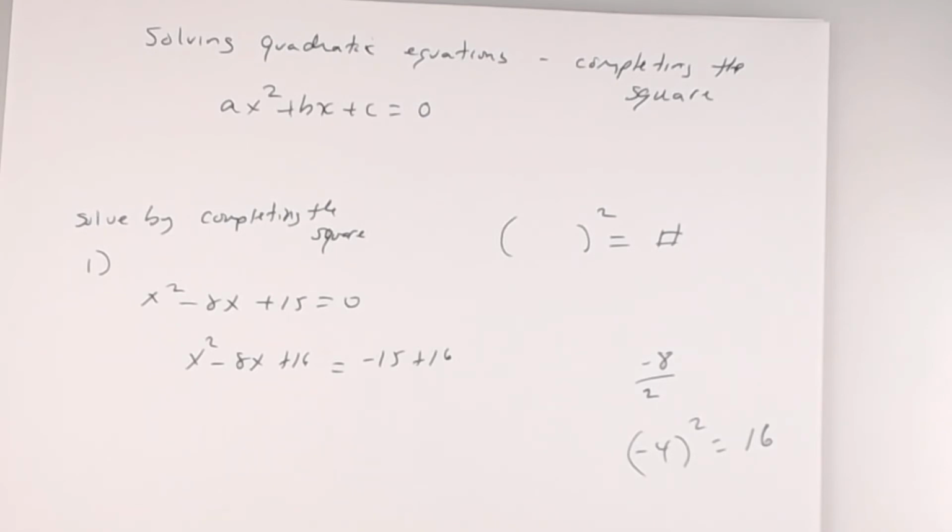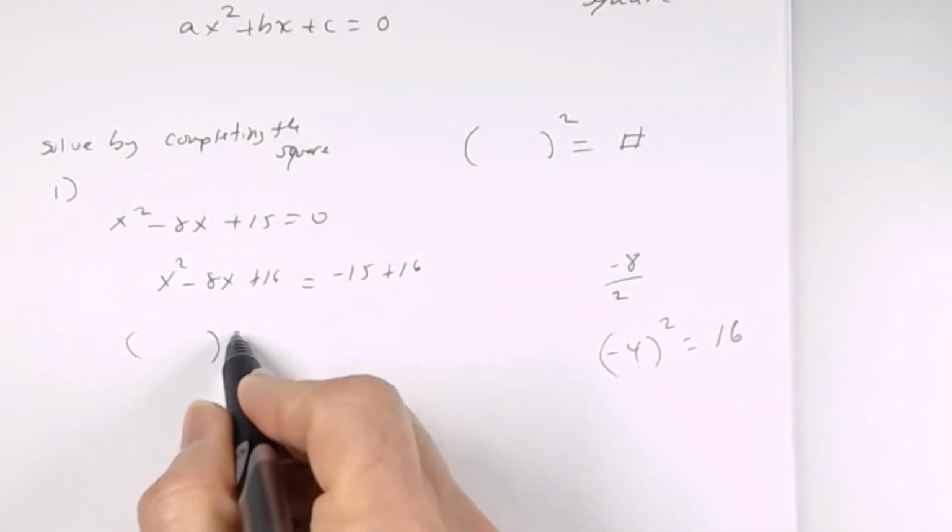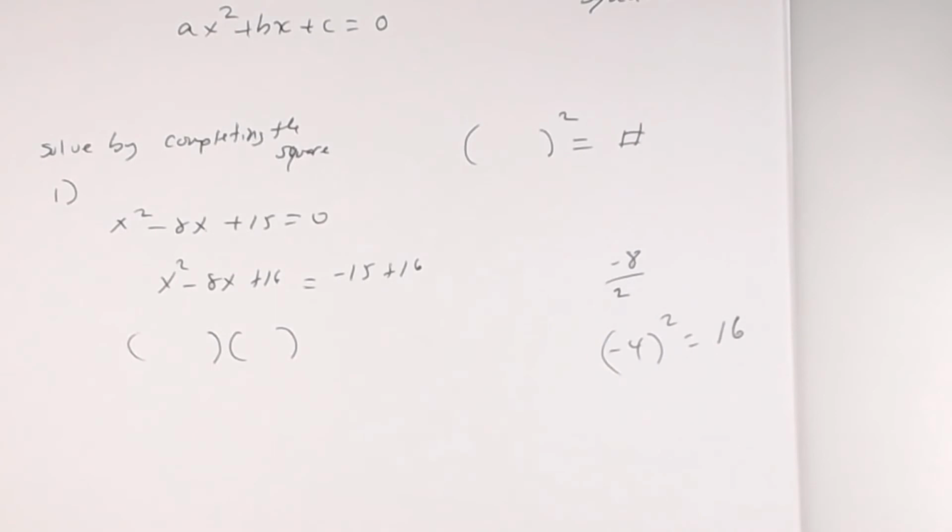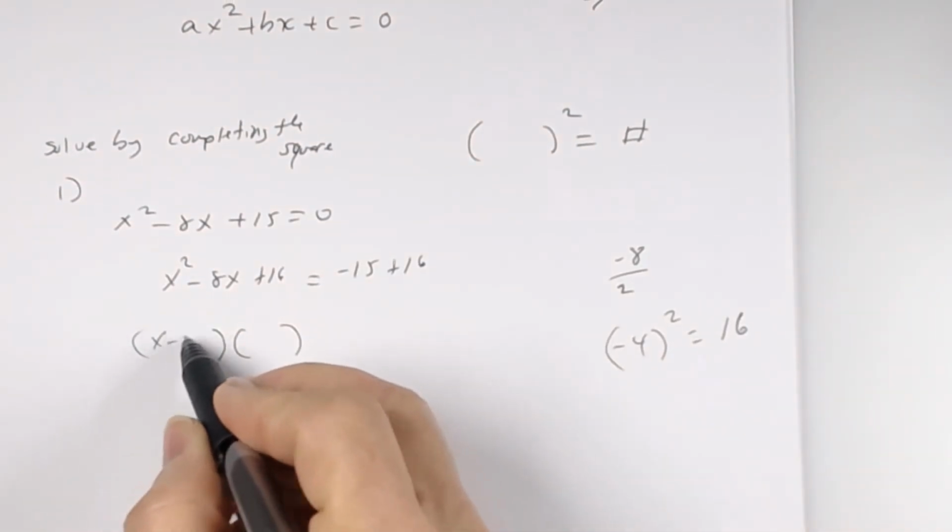So when I factor the left-hand side, just out of our thought processes, those two factors better be the same. They should always be the same. So when I factor x squared minus 8x plus 16, that'll be x minus 4 what? Times x minus 4, right? Right. Okay. Y'all agree that's what this is?